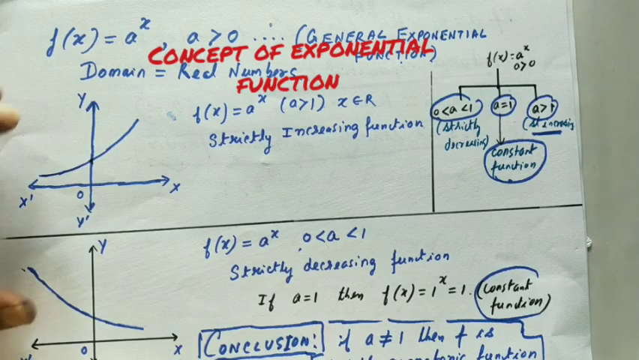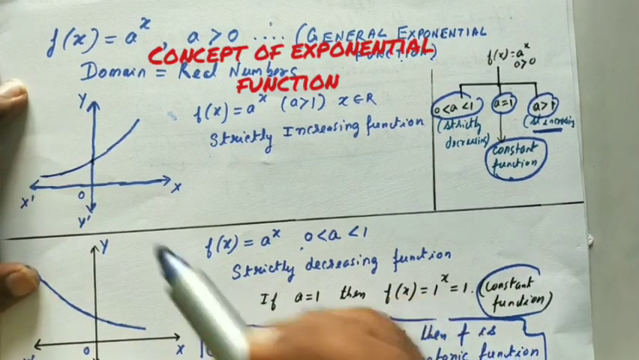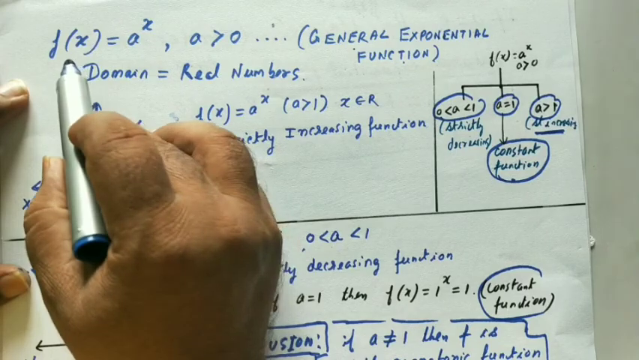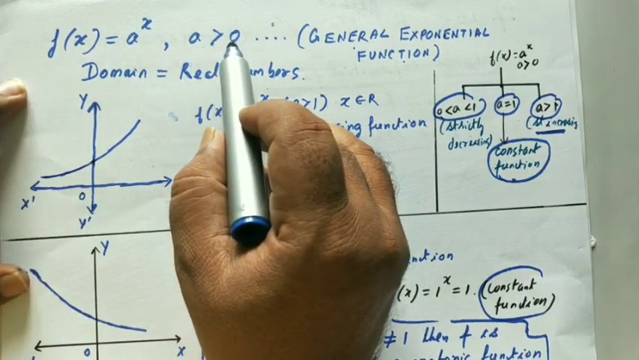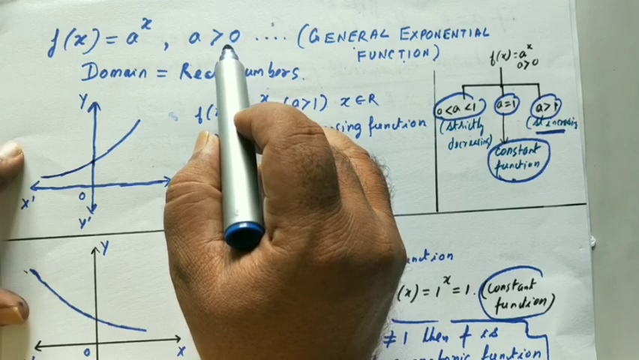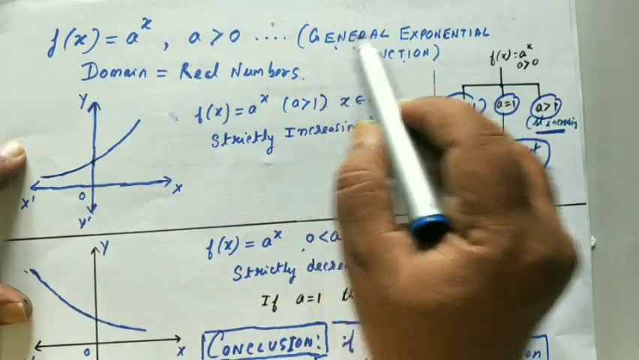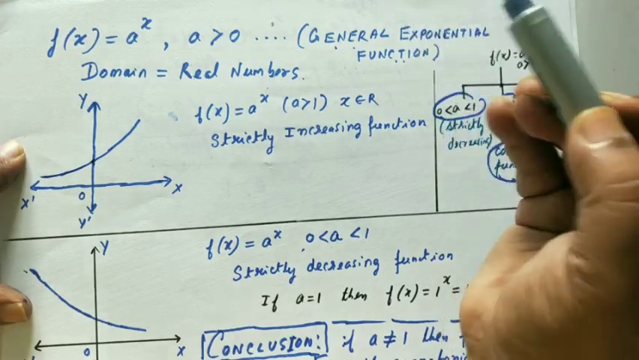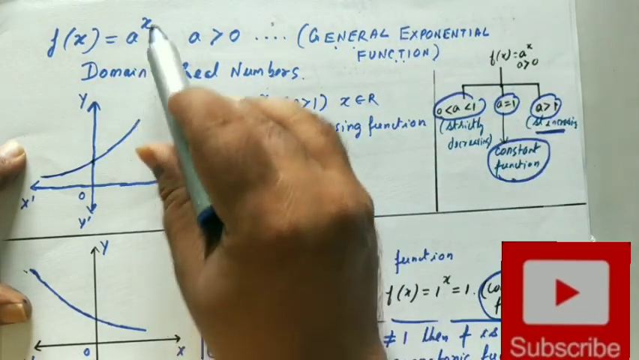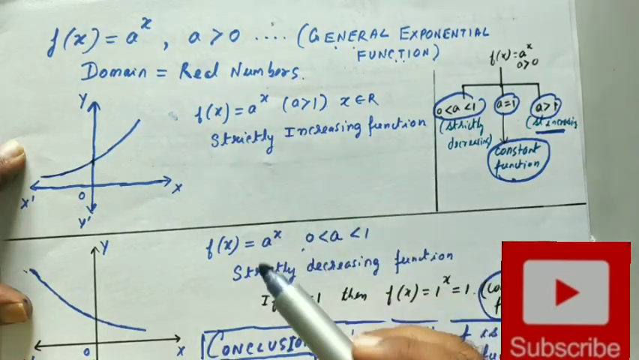So the concept of exponential function. If the function is f(x) equal to a to the power x and a is greater than 0, all positive real numbers, this is called general exponential function. And you have studied this in class 9. Here the domain, the value of x, is all real numbers.